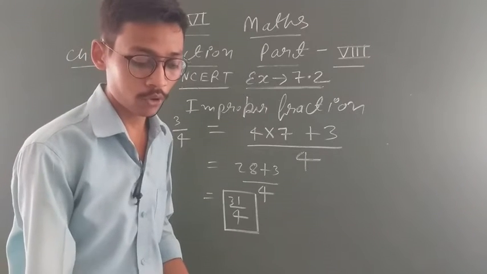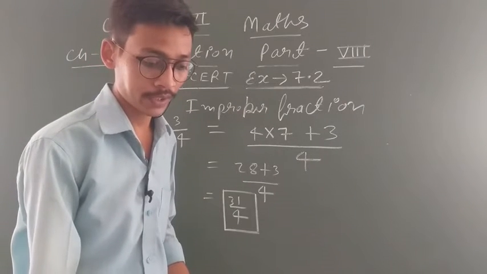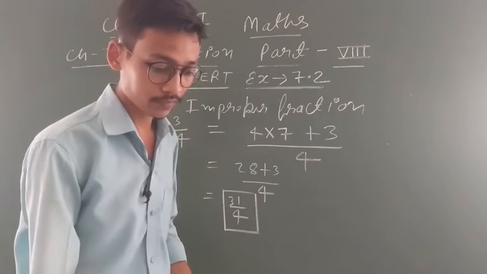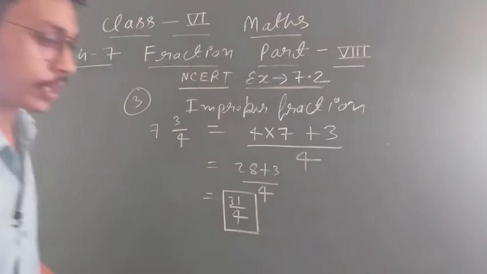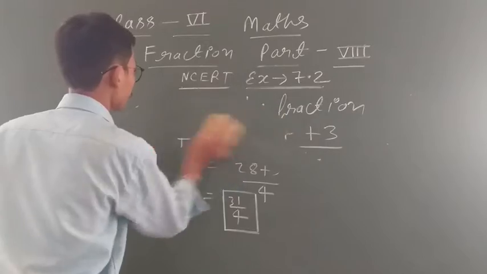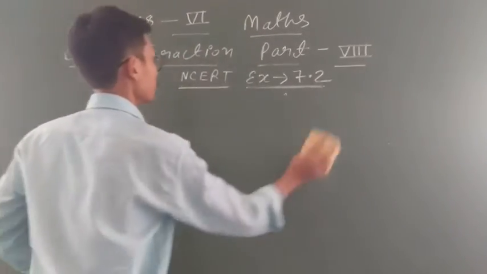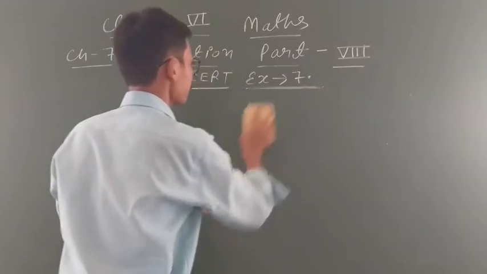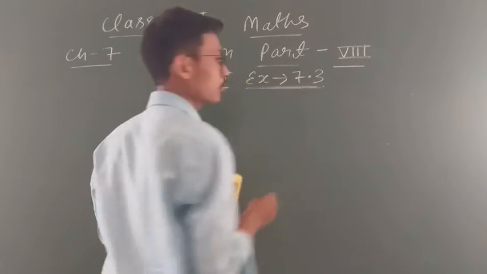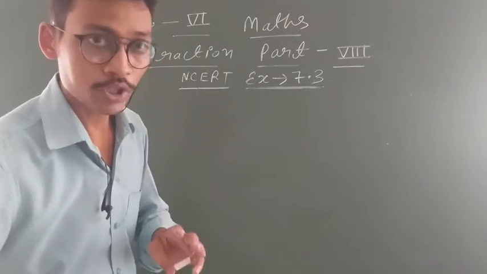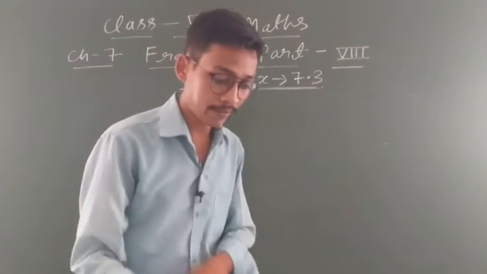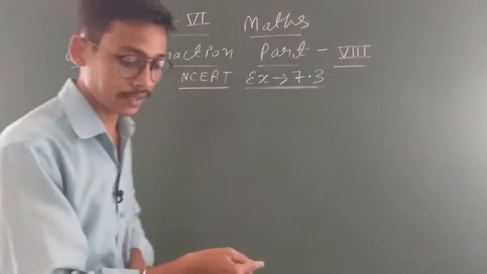Now student, I am going to do exercise 7.3. We will start exercise 7.3. What is given in the exercise? We have to see, student. Now this is exercise 7.3. For all questions you have to do it yourself. Some questions I will explain. The question is given: write the fraction. Are all of these fractions equivalent?